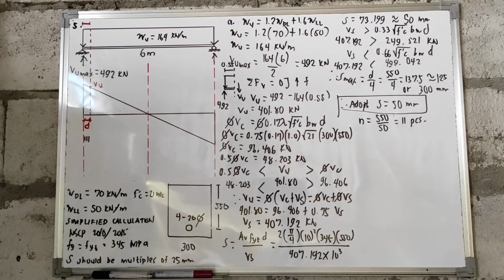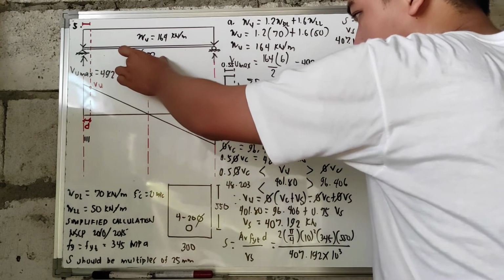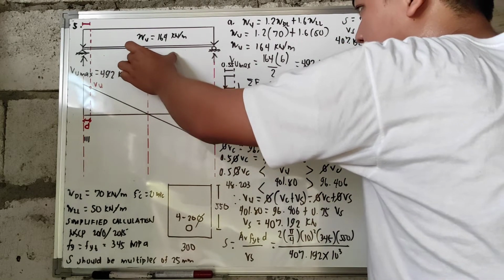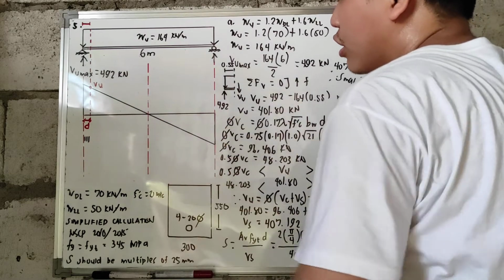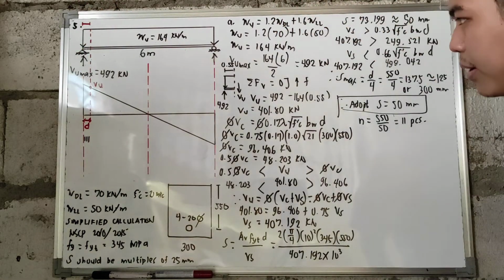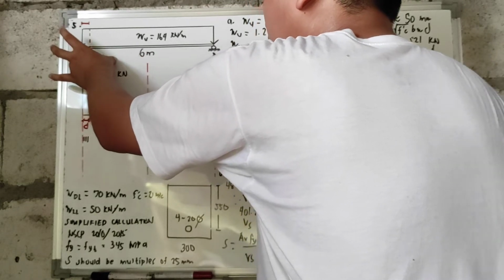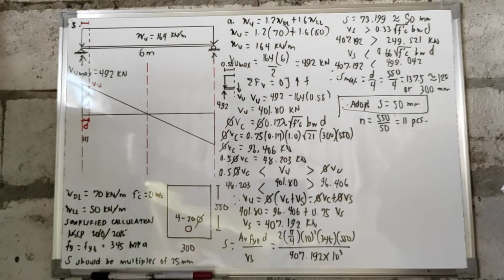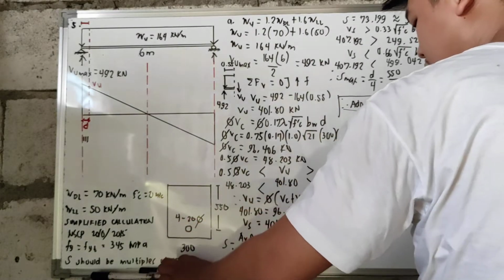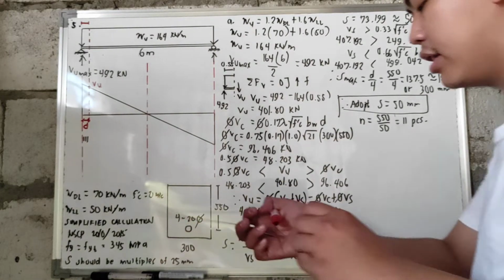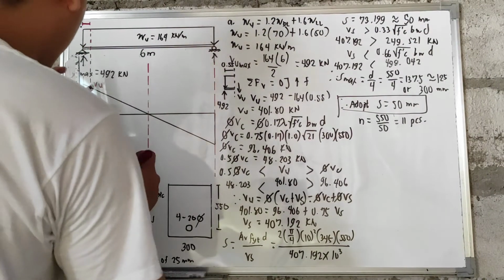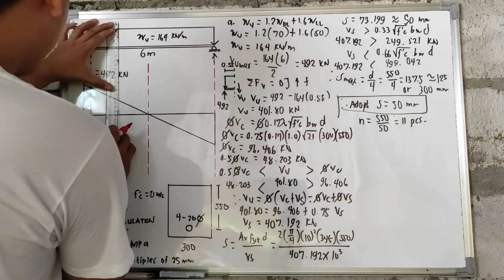So, susunod naman. Diba? Since meron tayong 6 meter dito. Ayan. So, meron tayong 6 meter dito. So, gawin natin is, kunin natin yung mga quarter points. So, yung kalahati, 3. E di eto, 1.5. Ngayon, hanapin naman natin ngayon yung value ng mga stirrups natin, kung ilan, at a distance of 1.5 meter.